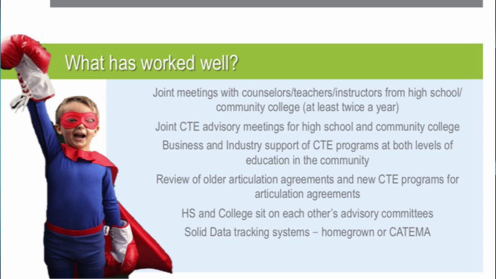And then, of course, I mentioned as well, solid data tracking systems. Some kind of homegrown system that people are using, or CATMA, or whatever that process is. A data tracking system that will allow you to see student level data. So a college can go in and look at the success rate of a student in a high school course articulated with a college course. Something that allows both partners to look at student level data. That's really what has worked well, so that we know, does articulation work?